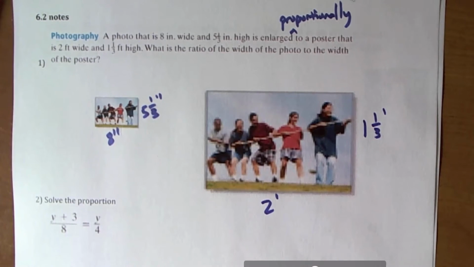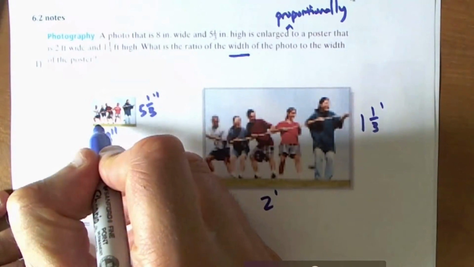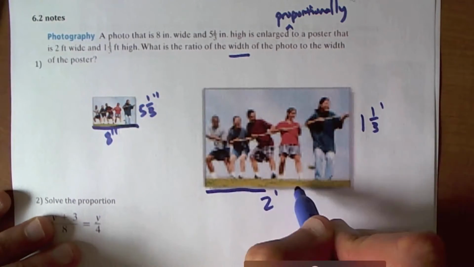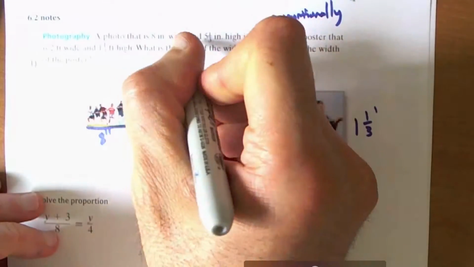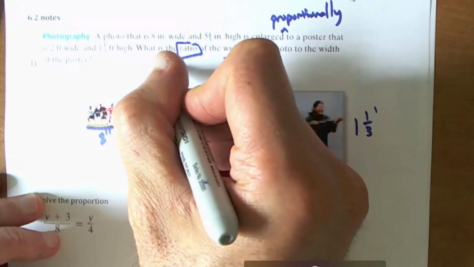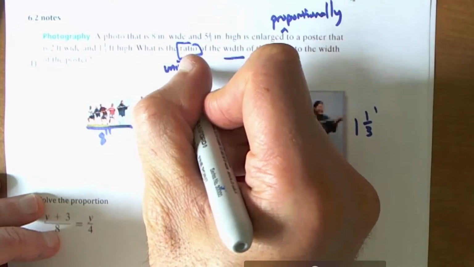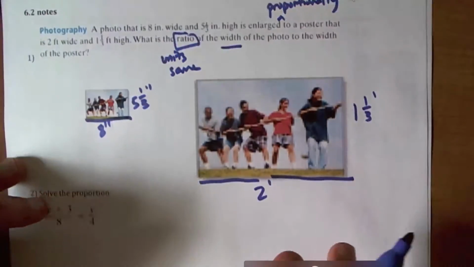What is the ratio of the width of the photo to the width of the poster? Width would be the longer side, that would be this to this. So we can make a ratio. Now again, a ratio is a comparison of this to that, A to B, but a ratio means that the units are the same, or there are no units because they can just be canceled out. Remember, a rate is when the units are different.